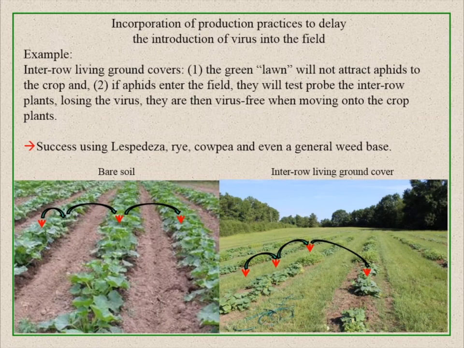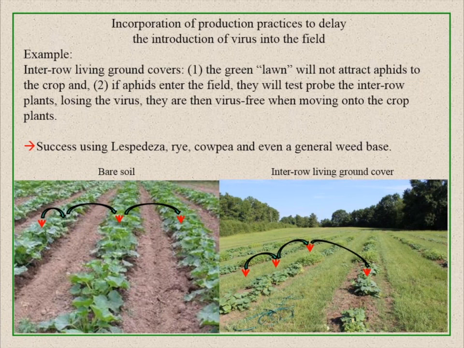The other one is a little bit more complicated to understand. The plan here is to have inter-row living ground covers between your crop rows. So this plan has two basic hypotheses that are worked on. One is that when aphids fly into a field, in theory they're attracted or stimulated to come into the field because there's a contrast in what they see between soil and plant. The visual contrast brings them into the field and they land on your plant.